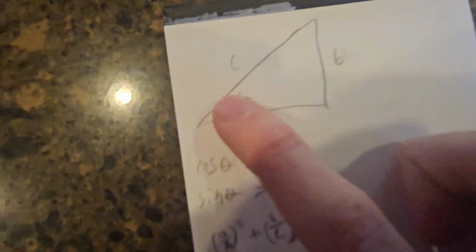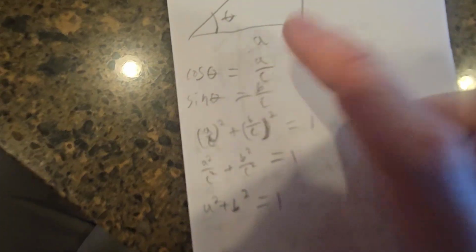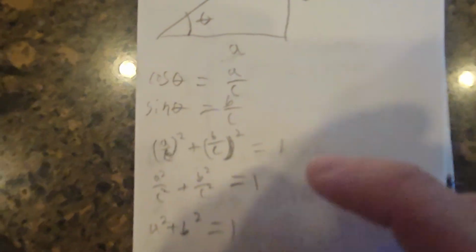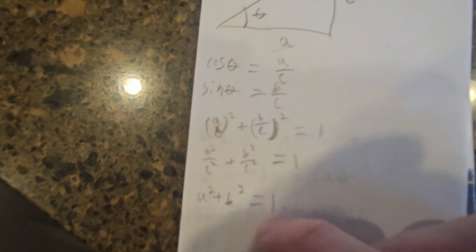Now take a triangle with angle theta and side lengths a, b, and c. Cosine theta is defined to be a over c. Sine theta is defined to be b over c. Now plugging that into this, we get a over c squared plus b over c squared is equal to 1. So a squared over c squared plus b squared over c squared is equal to 1. a squared plus b squared equals c squared.